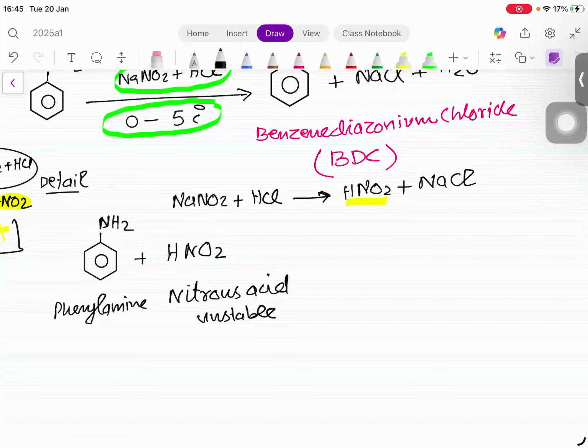Now, let me explain this part as well. When they combine, look at this. The NH2 part is like this now. And I'm not going into much detail like this. Right? This is called benzene diazonium ion. Benzene diazonium ion.